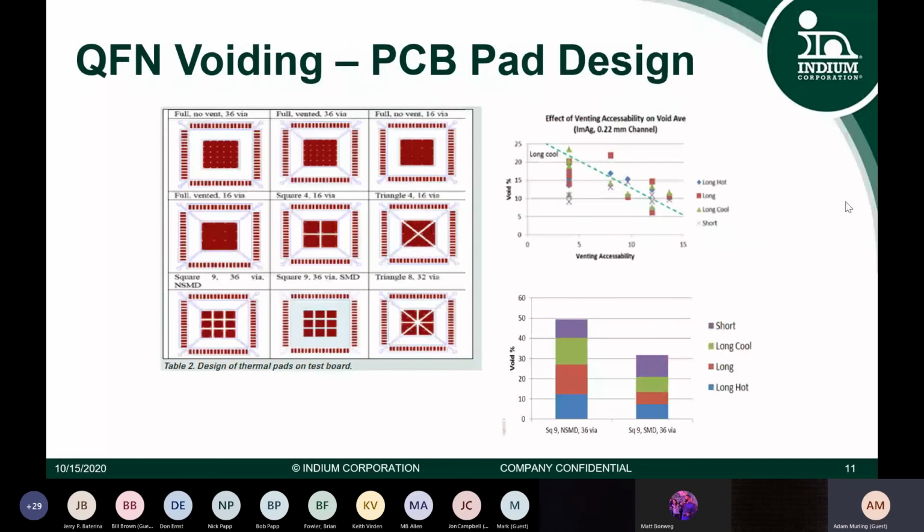So as we continue with QFN design, there was a study where we essentially took 9 different stencil designs, printed them, and measured the voiding across all of the different designs. So there were different vents, 36 vias, no vents, triangle designs, window pane designs, and then we combined the triangle and the window pane. And the best design across the board is the one bottom in the middle. So the 9 square 36 via solder mask defined window pane.